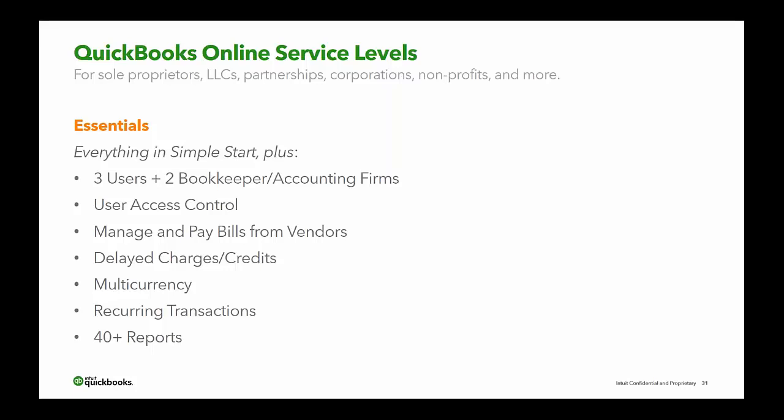There is the ability to set up user access control. So because they have additional users, they can set up limited access control for those 3 users. You can manage and pay bills from vendors. So that's the big step up, right? In Essentials, you can track AP, right? Accounts payable. Delayed charges and credits are also available. You can use multi-currency in QuickBooks Online Essentials. You can also set up recurring transactions. And QuickBooks Online Essentials has about 40+ reports available for you to utilize.